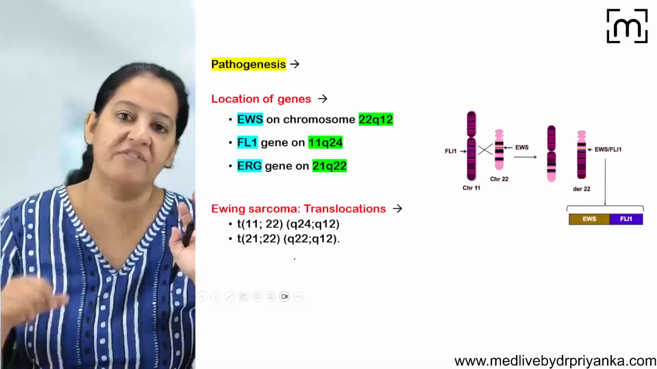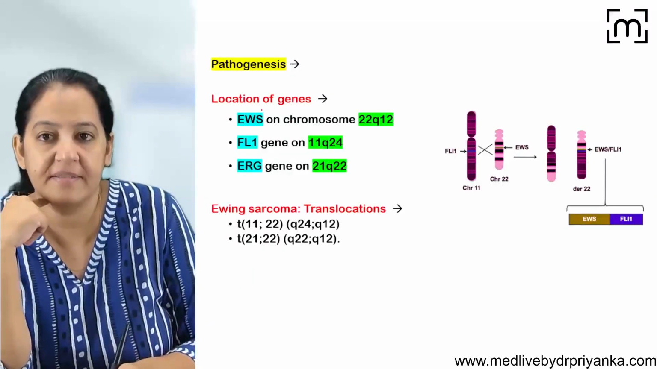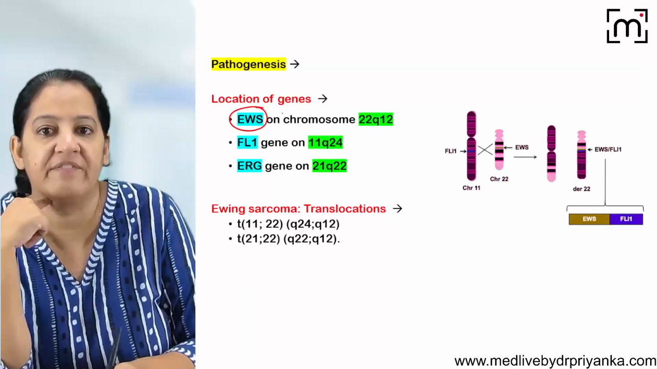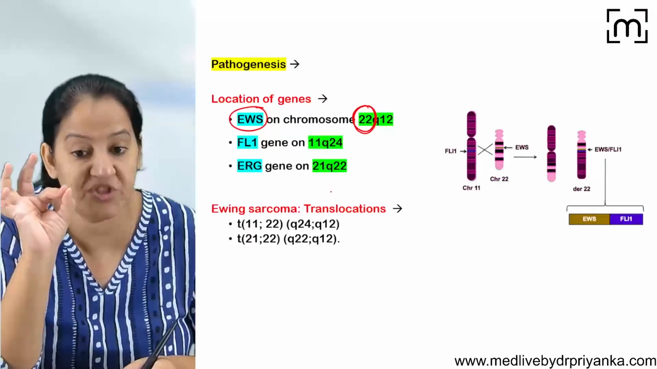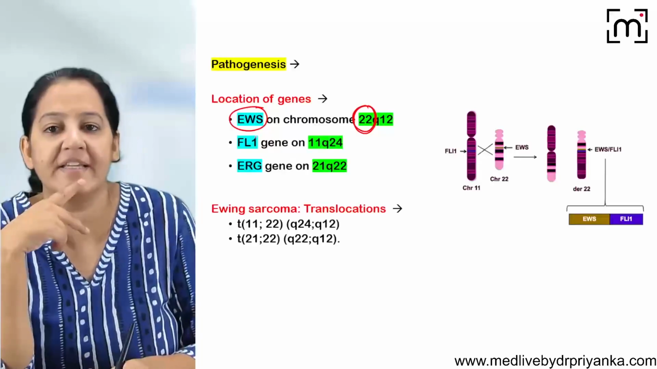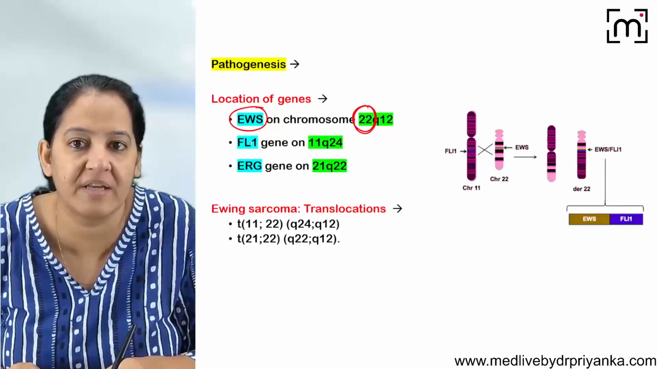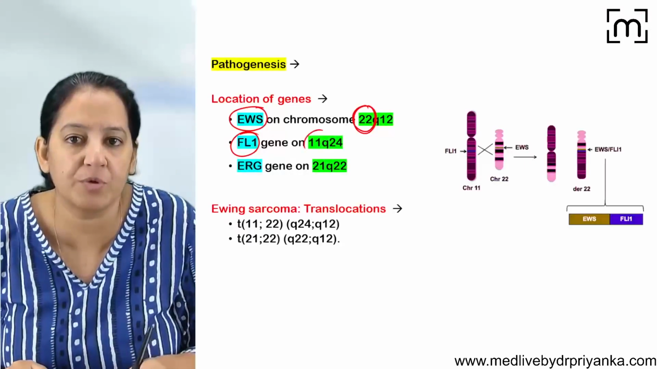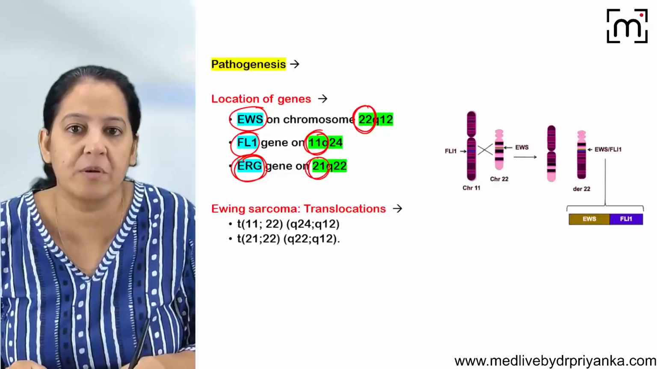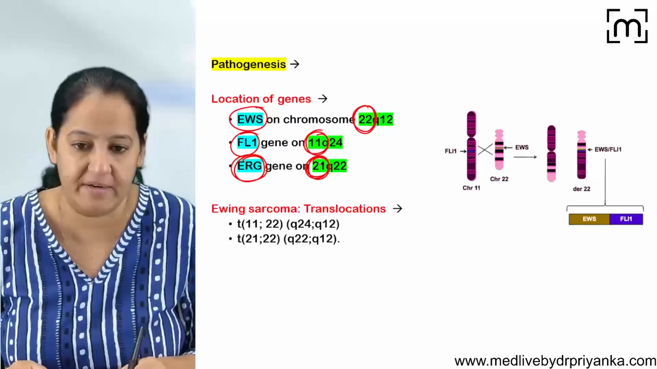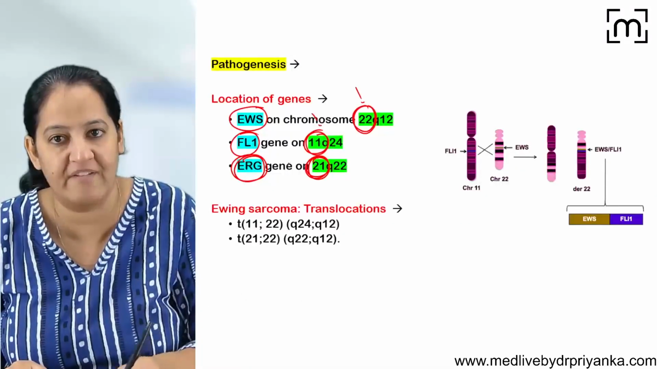Which translocation? First, learn 3 genes on 3 chromosomes. There is a gene known as EWS gene, which is located on chromosome number 22. This is the most common gene which is involved in Ewing sarcoma. The second gene is known as FLI1 gene. It is located on chromosome number 11. And third gene is known as ERG gene. It is located on chromosome number 21. So please learn the location of the 3 genes on 3 chromosomes, chromosome 22, 11 and 21.